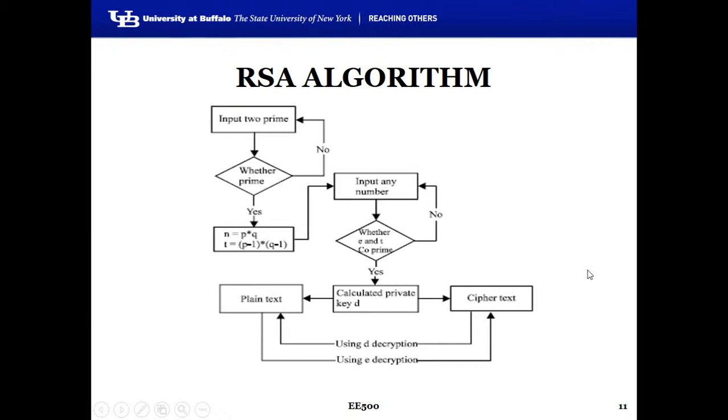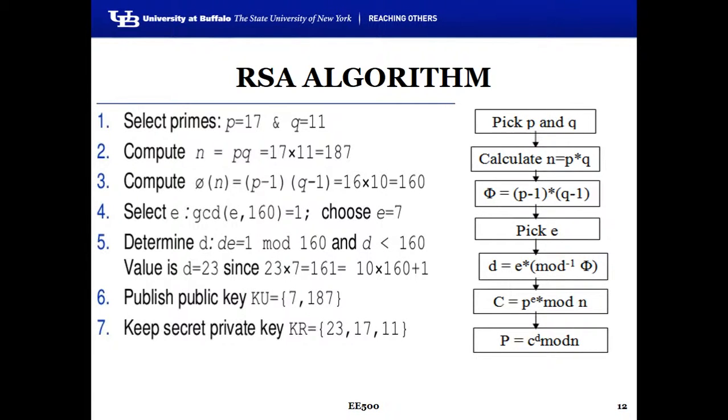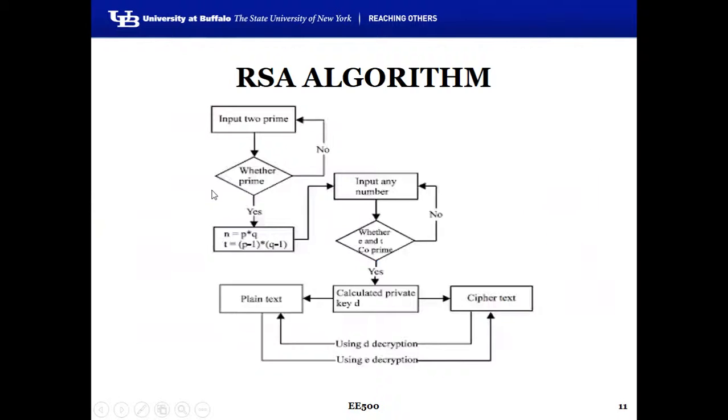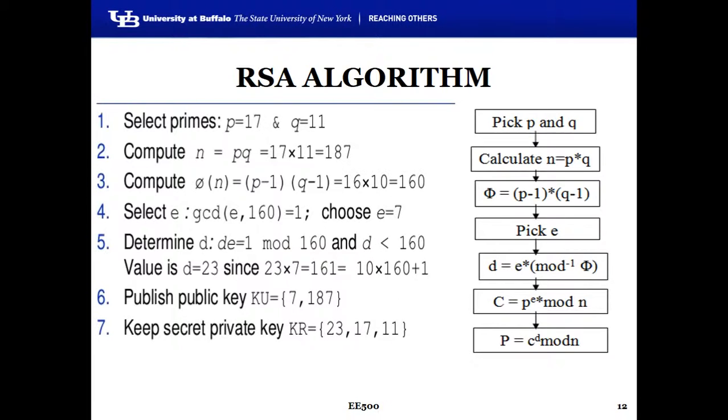Now to understand it, let's look at an example. As I said, the first step would be to select two prime numbers. In our case, the two prime numbers are 17 and 11, P and Q. Now you calculate the product, P into Q. So this is 187. Phi of n is nothing but T, which was shown in the flowchart here. That is calculated as P minus 1 into Q minus 1, in our case 160.